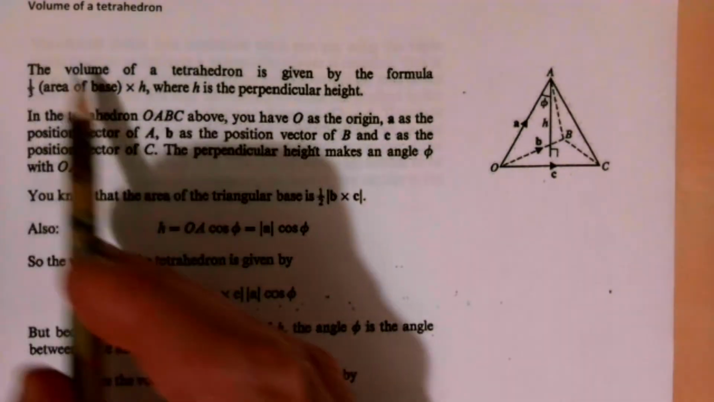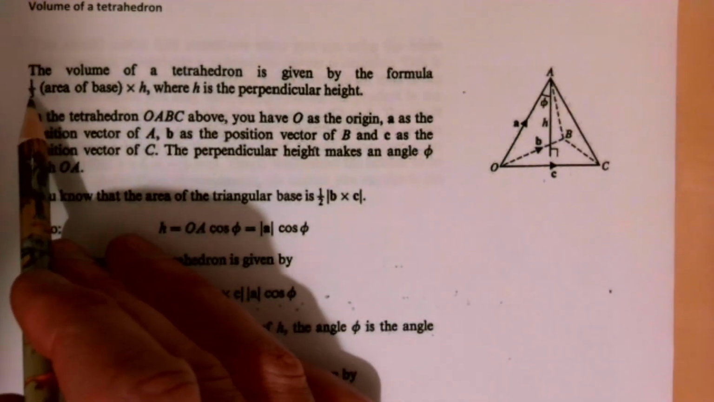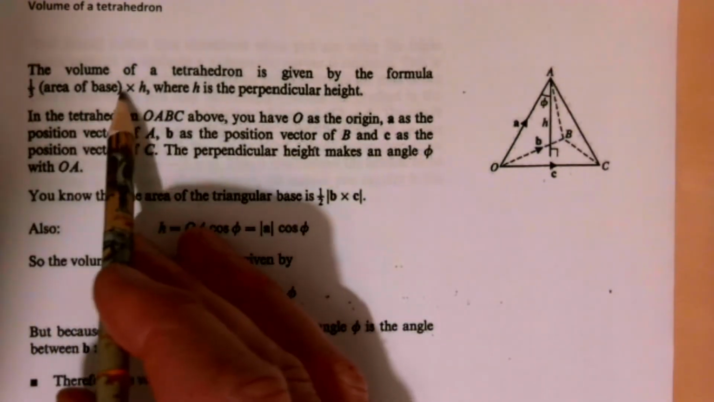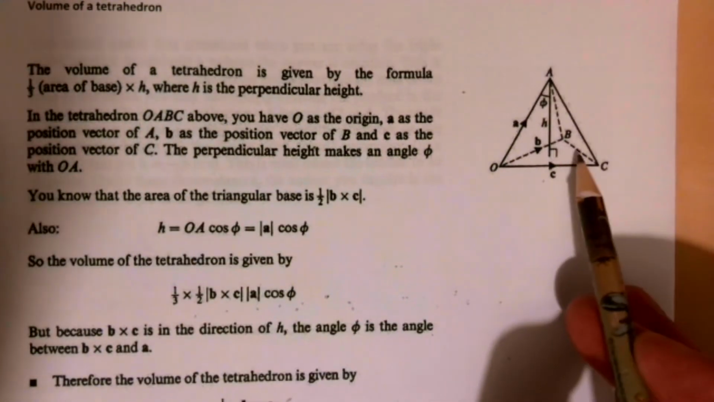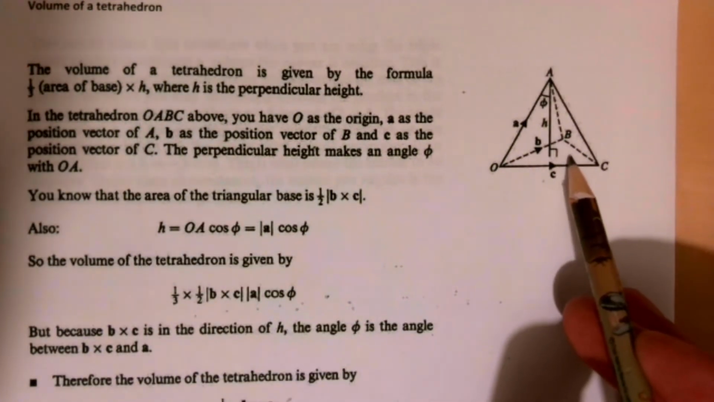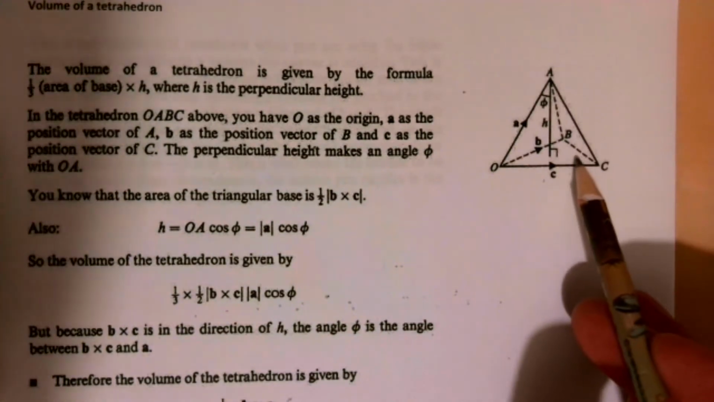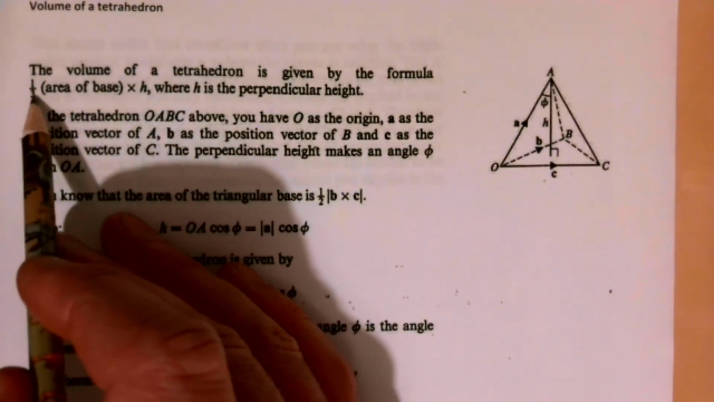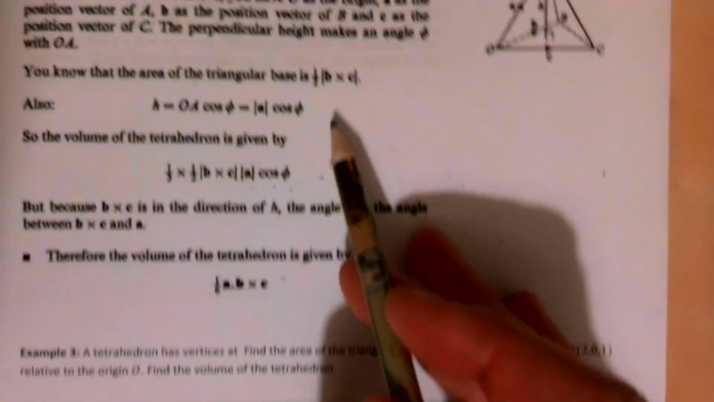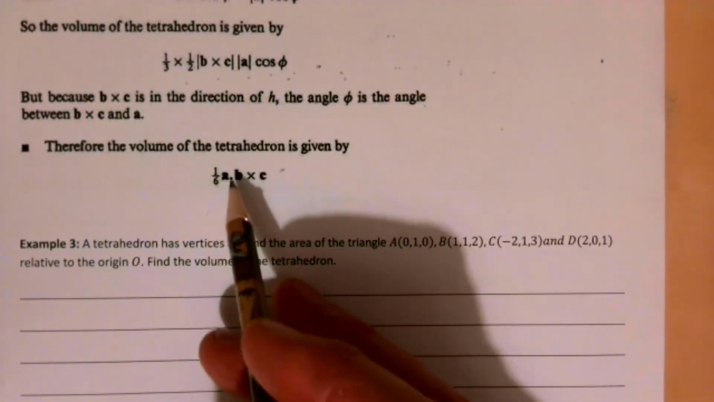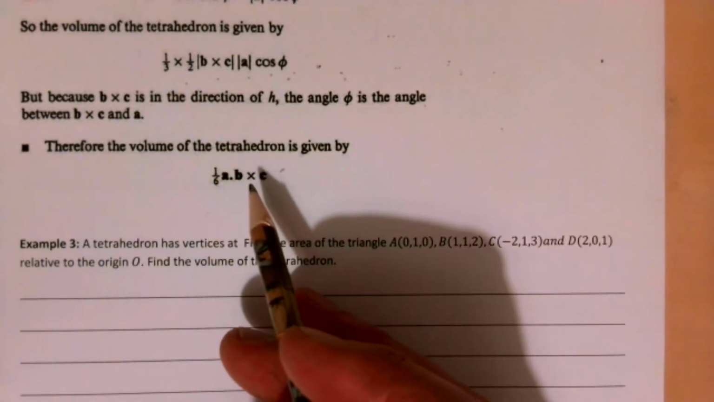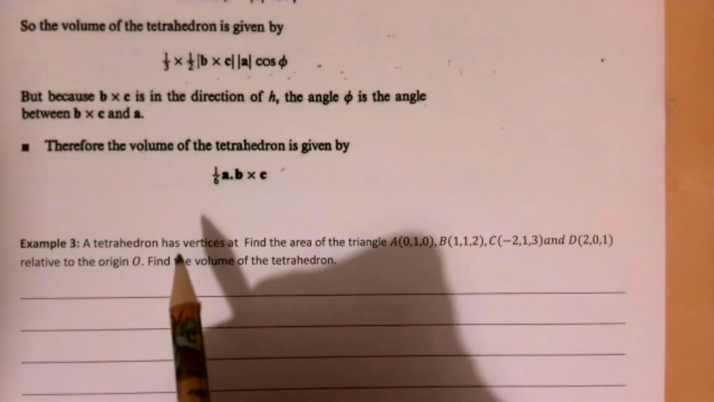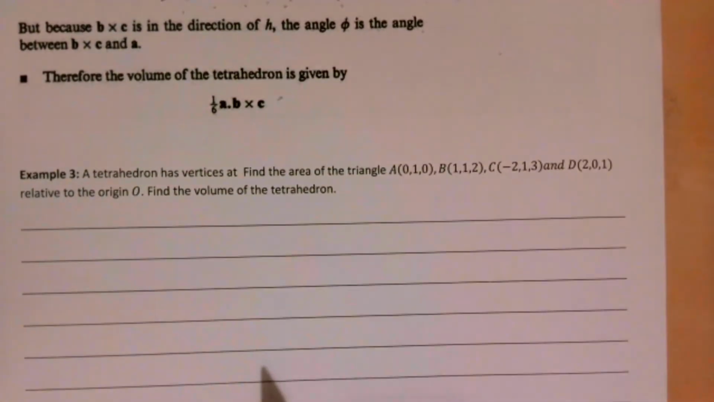And so we can kind of prove that if you want. It's going to be a third times the area of the base times H. The area of the base is obviously half of the area of the base of the parallelepiped, so it's a half times a third of that. So we end up then with a sixth, A dot B cross C. So let's take a wee example, and hopefully it might make a bit more sense then.